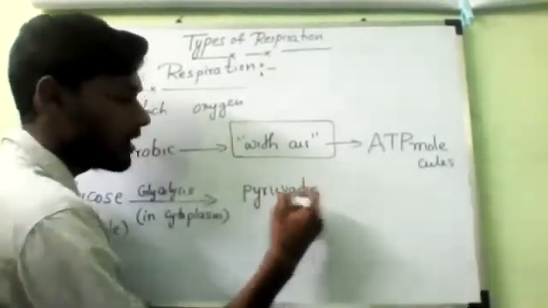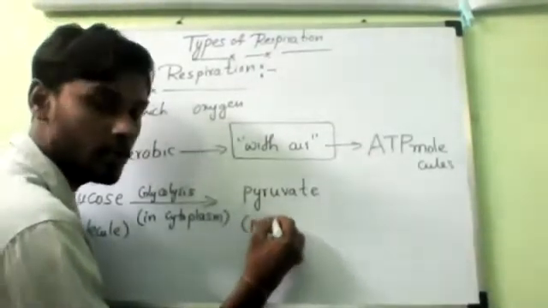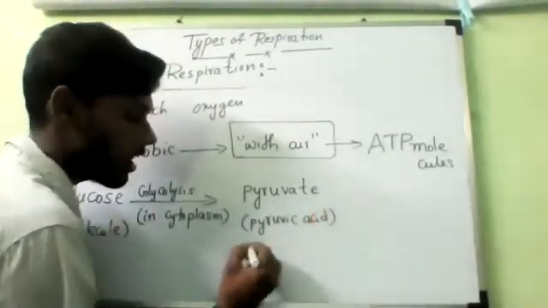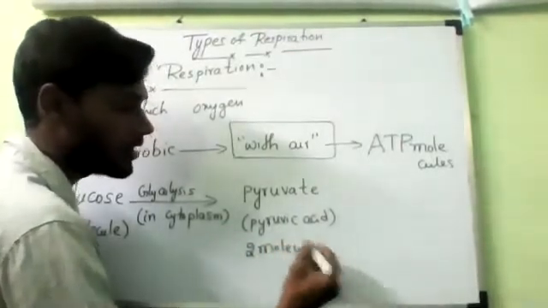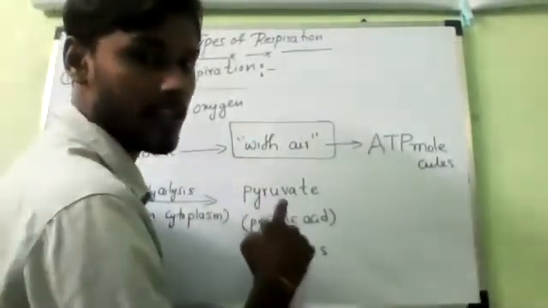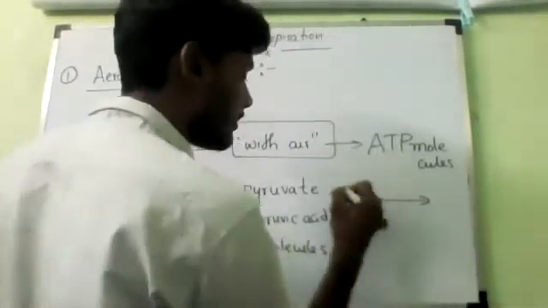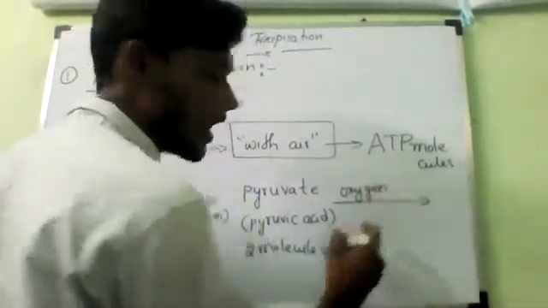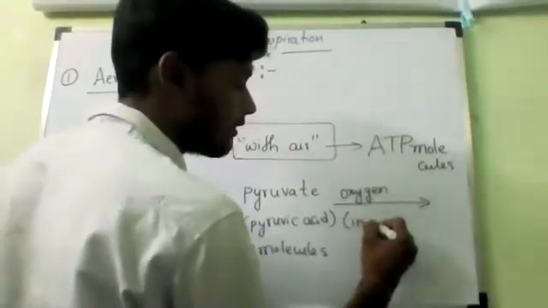So we get pyruvate, which we also call pyruvic acid. How many molecules will come? Two molecules will come. That is what exactly I am asking. Now this pyruvic acid, in the presence of oxygen, what will happen? Oxygen, in which part? In the mitochondria.